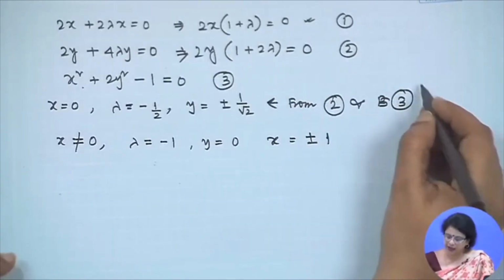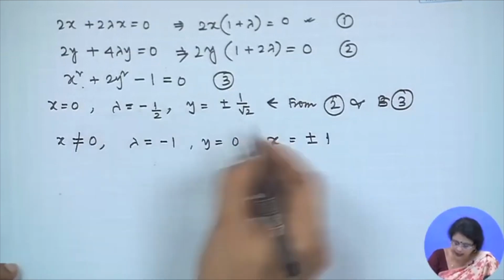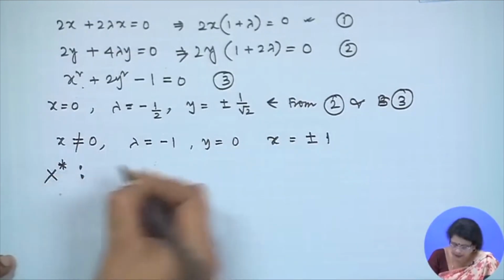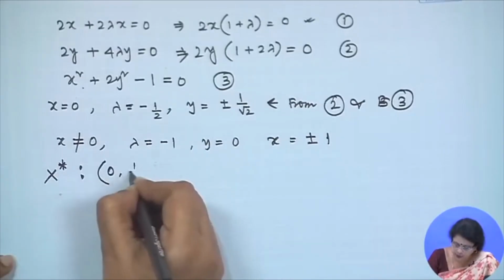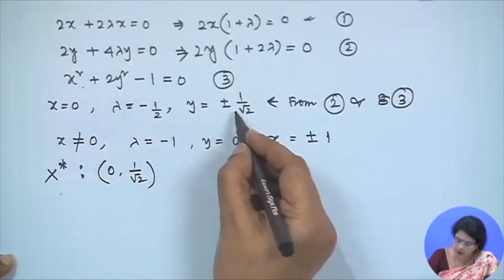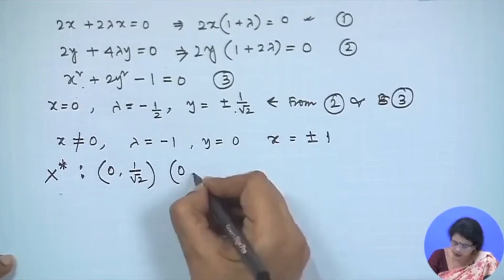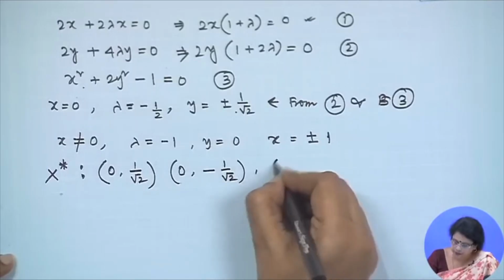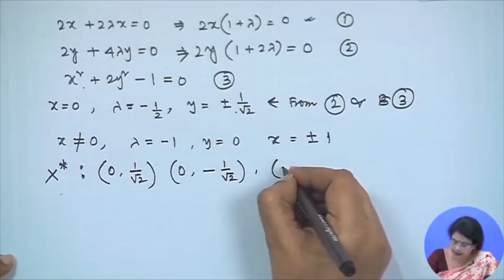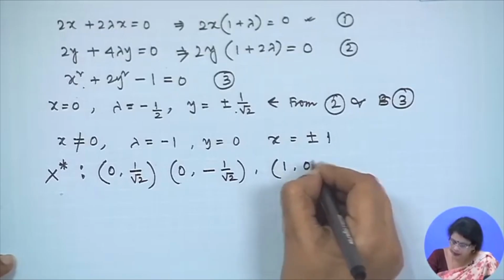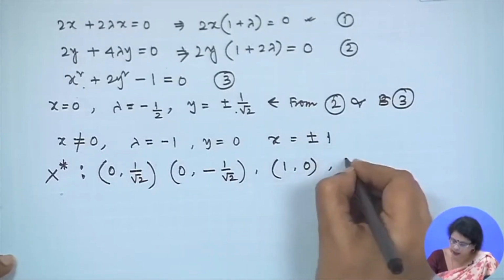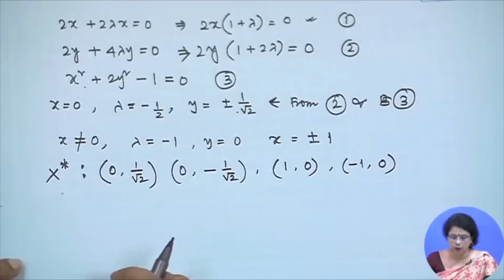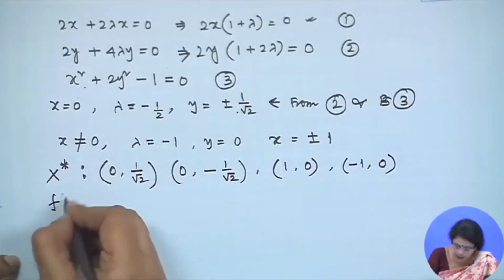Now, from here how many points are we getting? We are getting 4 points. These are the possible extreme points. The points are (0, 1 by root 2), (0, minus 1 by root 2), (1, 0) because x is plus minus 1, and (minus 1, 0). We are getting 4. Now, what are the corresponding objective functions here?